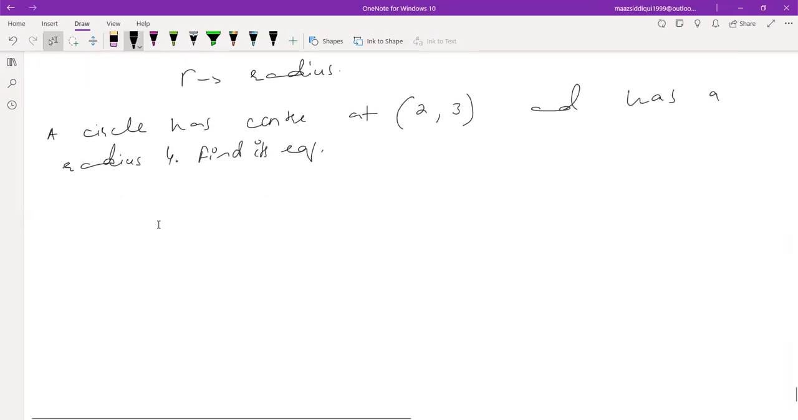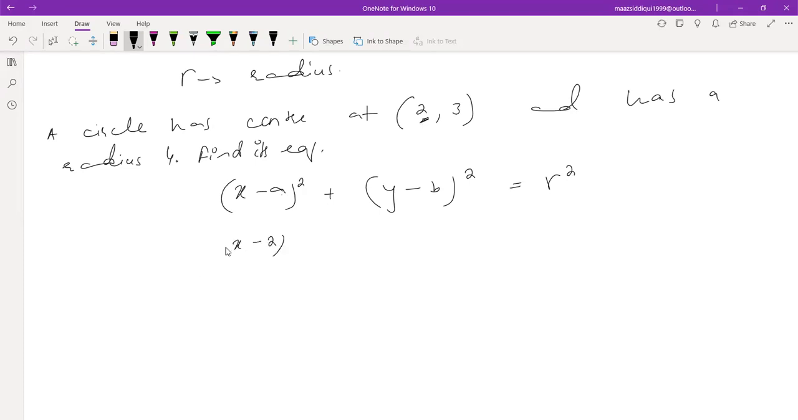What was the general equation? x minus a whole square plus y minus b whole square is equal to r square. The value of a is given as 2, so x minus 2 whole square, because a is the x coordinate of the center. The value of b is 3, so y minus 3 whole square. This is equated to r square. R is 4, so 4 square.